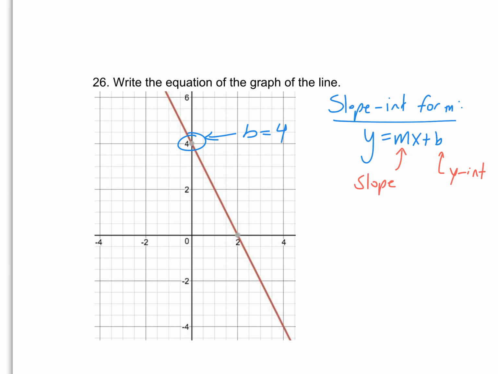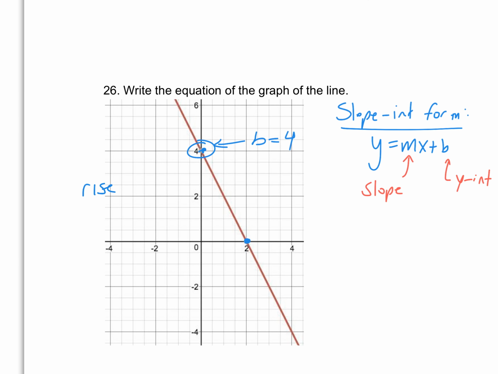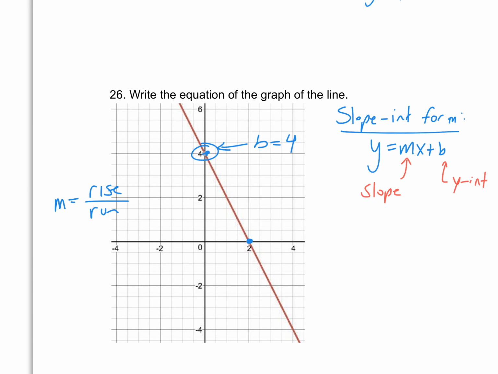The slope, well, I need to find 2 points that work out. So it looks like this point and this point actually work out nicely, and I can count the rise over run. How many am I going up or down? And then how many left or right? M equals rise over run. So the rise is 1, 2, 3, 4 down, so negative 4. And then 1, 2 over. Well, that simplifies to negative 2 over 1, or just negative 2. So I'm going to go ahead and plug that in. Y equals negative 2x plus 4.